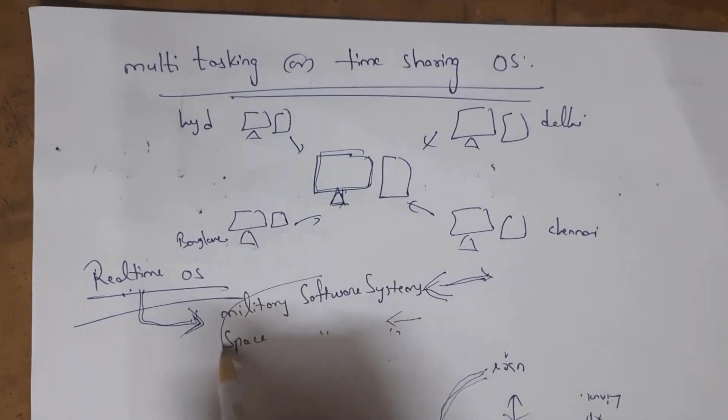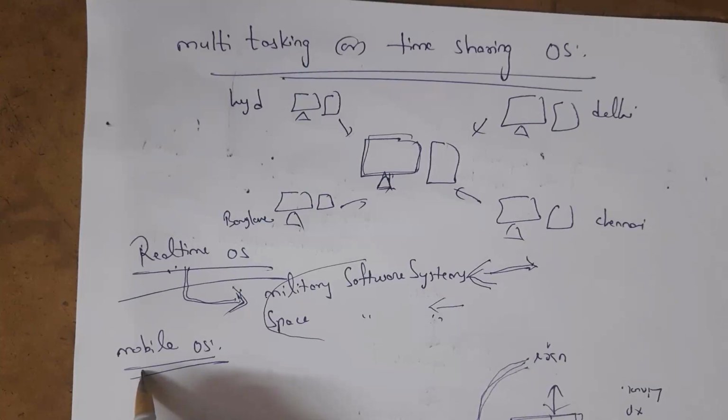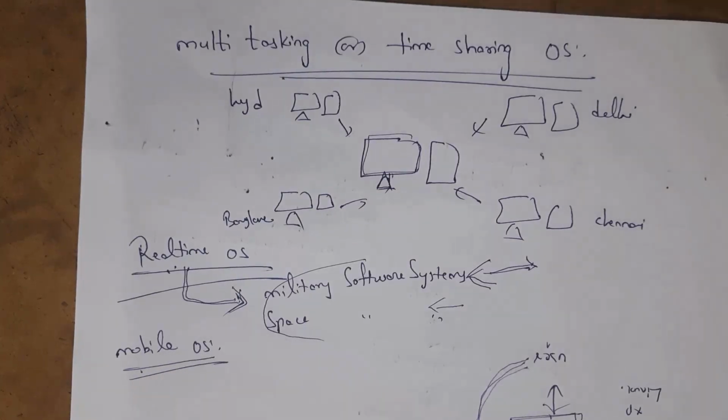These both are examples of real-time operating system. Next, what is mobile operating system? Operating system which is designed especially for mobile is known as mobile operating system. Example, Android, iOS, all these are examples of mobile operating systems because they are especially designed for mobiles.